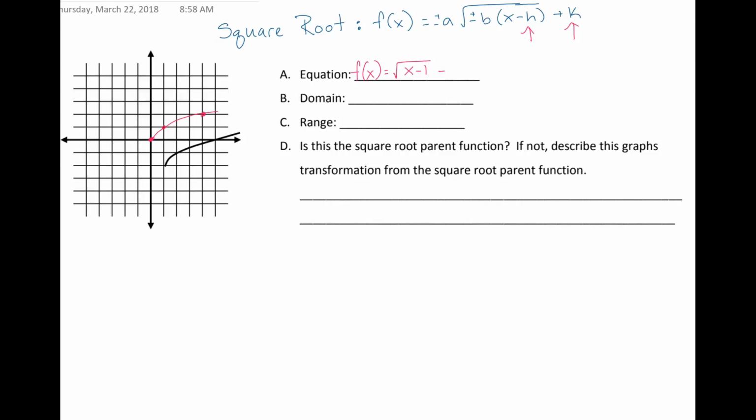Now, what is the last thing we have to check for? What's something else that could change our function? Why would I put a negative in the front? Right. Is this reflected? No, so I don't put a negative. What else could be changed here? Stretched or compressed.